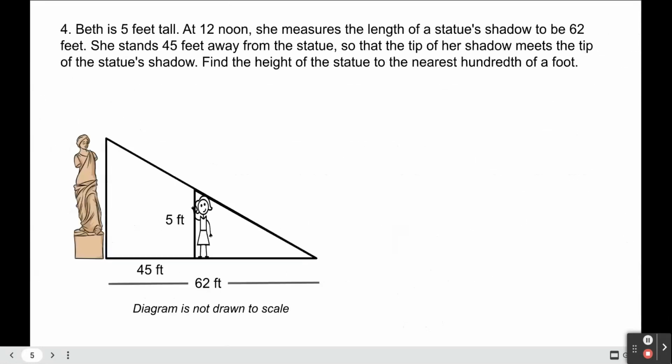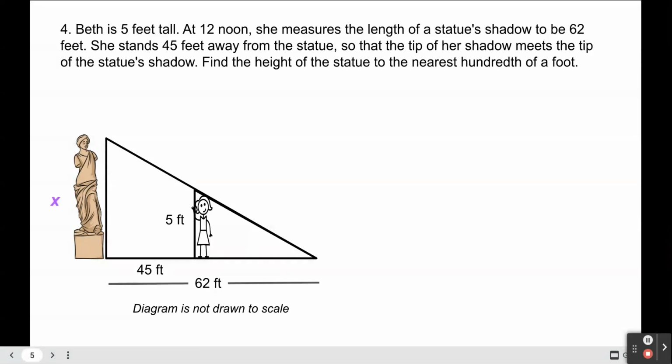Example number 4. We're going to apply this to some contextual problems. Beth is 5 feet tall. At noon, she measures the length of a statue's shadow to be 62 feet. She stands 45 feet away from the statue so that the tip of her shadow meets the tip of the statue's shadow. We're asked to find the height of the statue to the nearest hundredth of a foot.